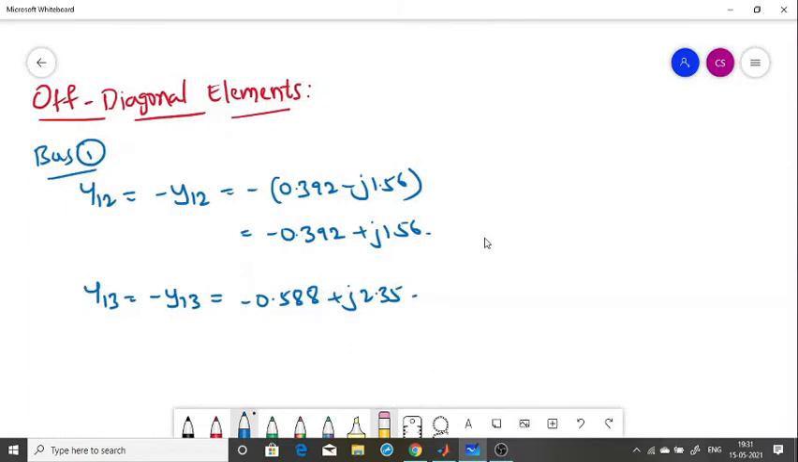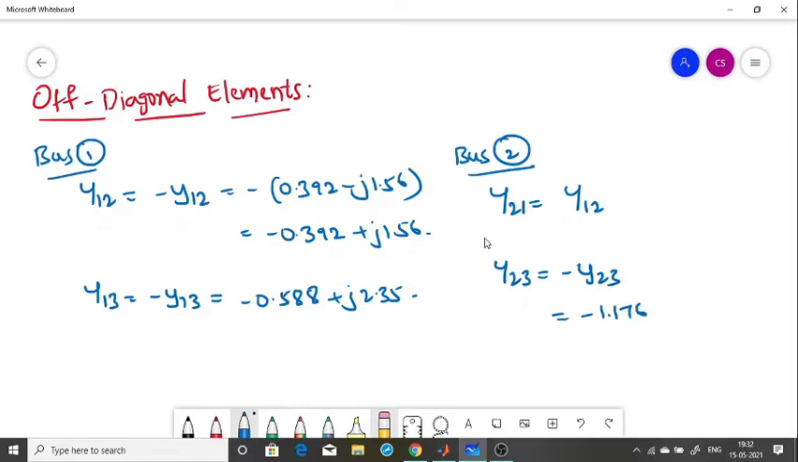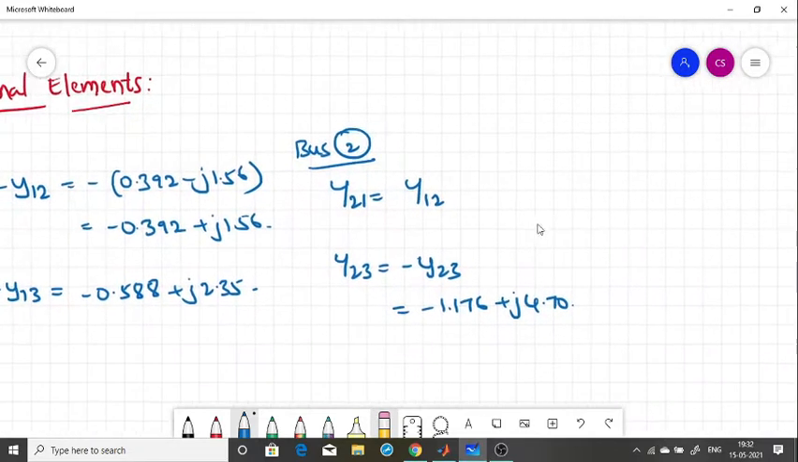So under bus 2, what we need to calculate? Y21. So Y21 is also equal to capital Y12, which is already represented here. And capital Y23 is minus small y23, which is equal to minus 1.176 plus j4.70, which we already know from this y23 value. So these are the elements under bus number 2.